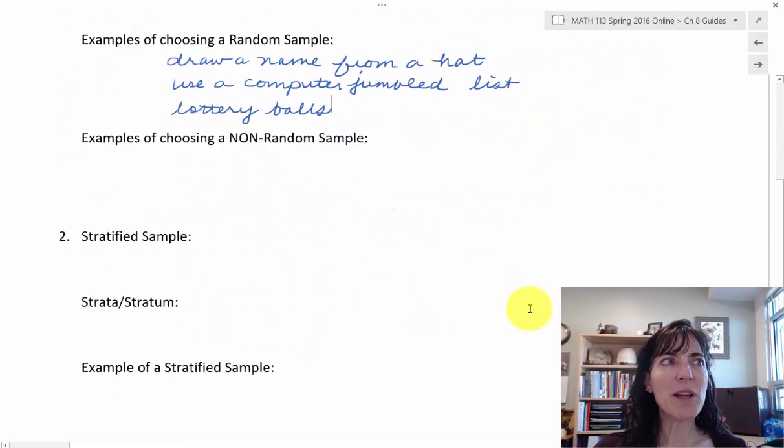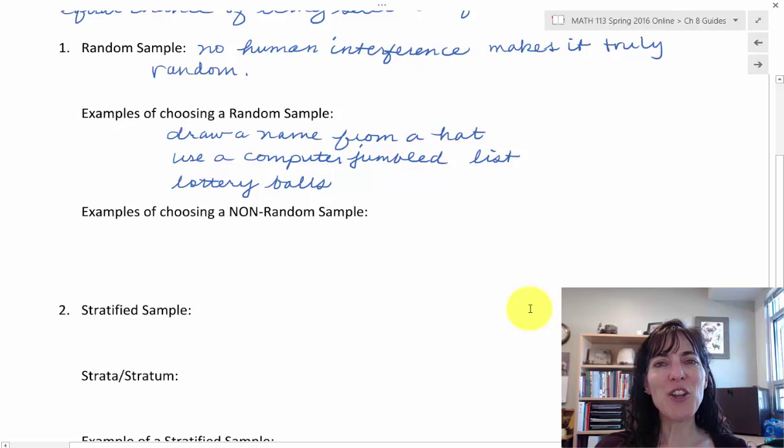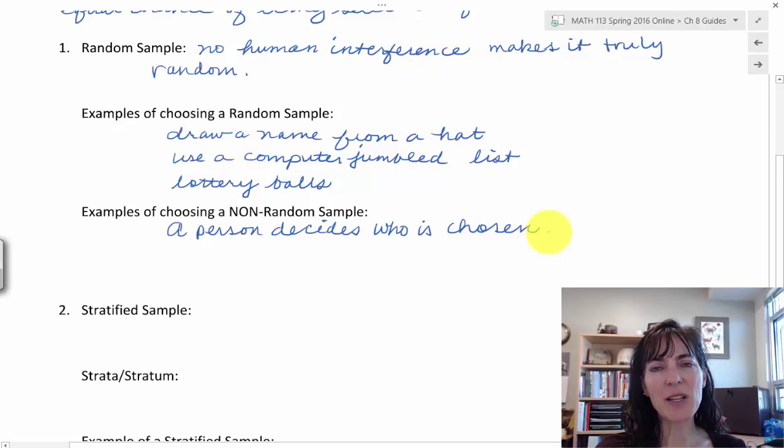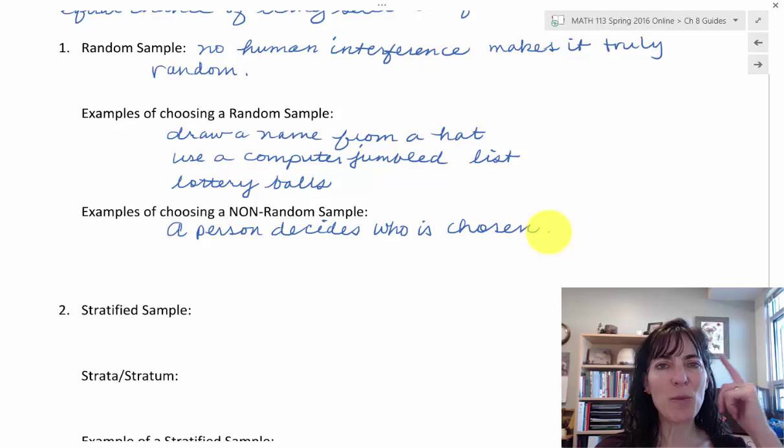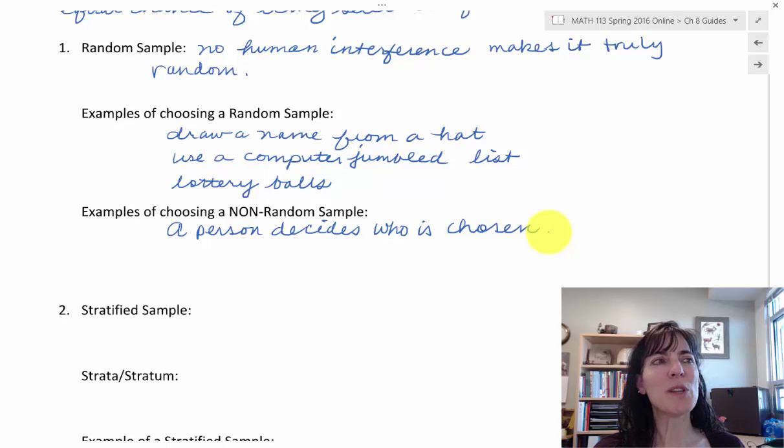So, some examples of choosing a non-random sample. If a person decides who's going to be in a sample and just looks at maybe a list of names or however they decide, you can't consider that to be random, because there are so many things that people have going on in their minds when they're choosing a person that it can influence who you choose. So we do not think in statistics that a person choosing who gets to be sampled is random.